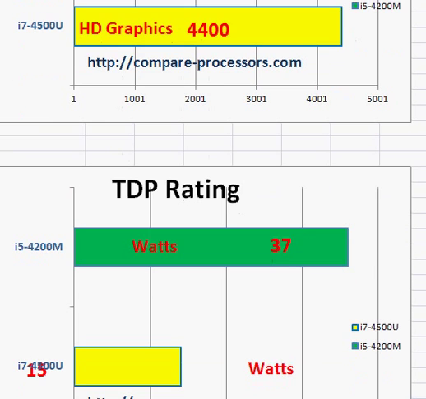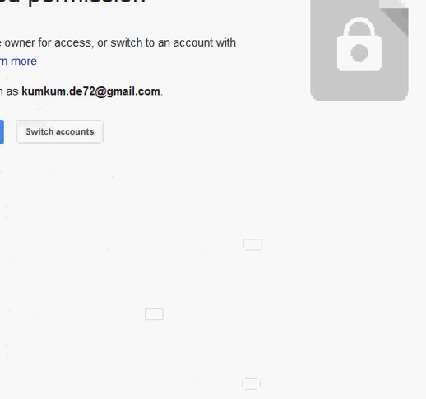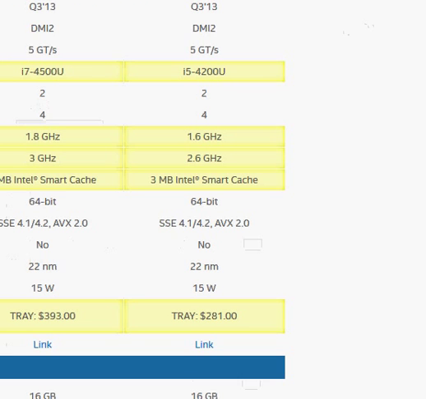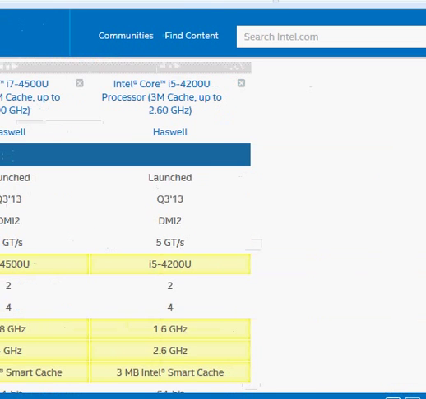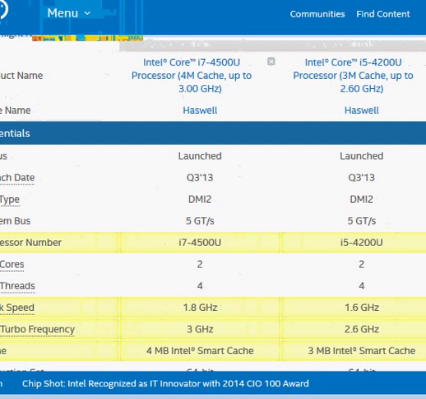Now, as we see another parameter, the TDP rating. The M part has 37 watts. The U part is 15 watts. So the U part has 15 watts of TDP rating. Now let's take a look at some of the other specifications available on the internet. Here is what we have on Intel's website. It's showing some of those specifications.